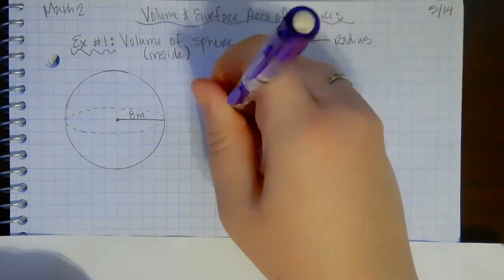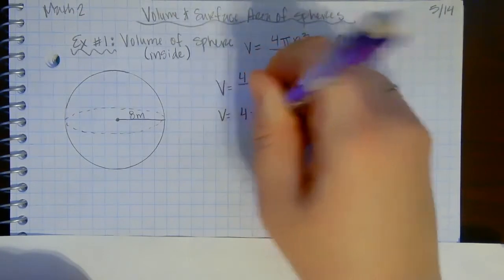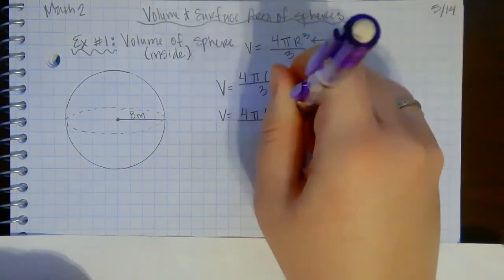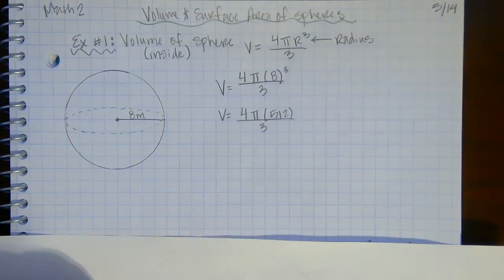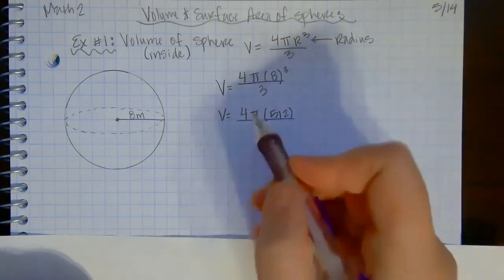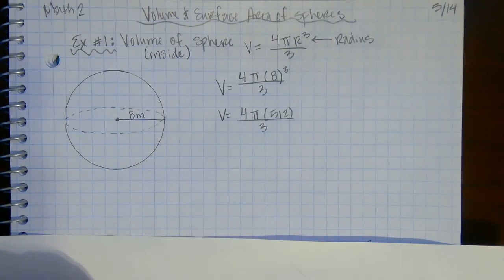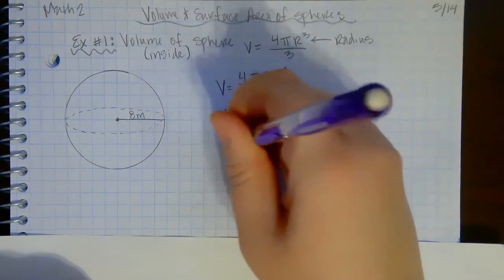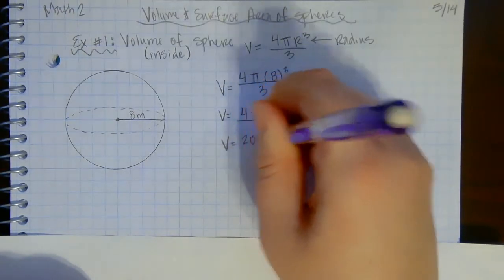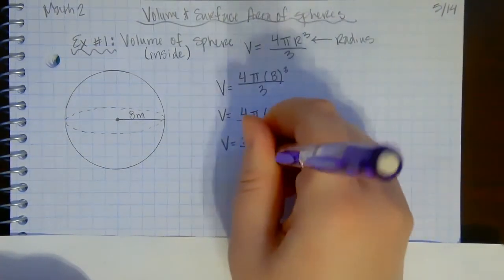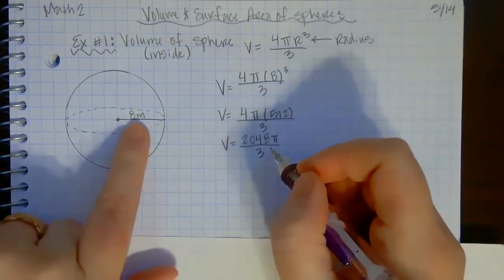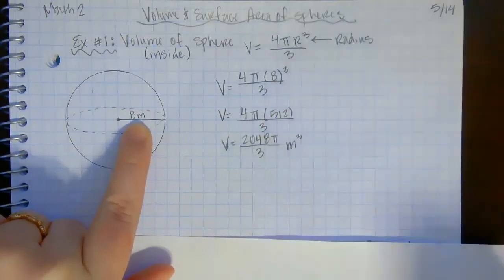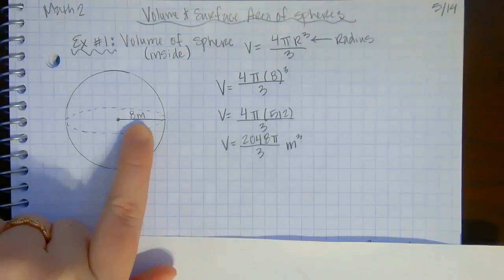So I have V equals 4 pi times 512 divided by 3. Okay. And then the next thing I would do is multiply the top. So 512 times 4 gives me 2048 pi on top, 3 on the bottom. And 2048 does not divide evenly by 3, so I could leave my answer like this if I wanted to. Remember, it's volume, so it'd be meters cubed. Or if you want to divide it and get an approximate answer, I could divide by 3.